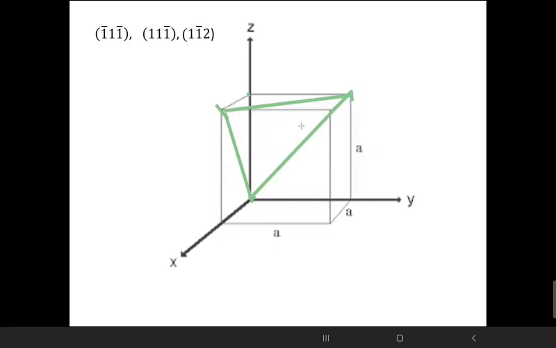So 1, 1, bar 1. This is your plan. These are some different plans. This is your plan. Other one, 1 bar 1, 2.